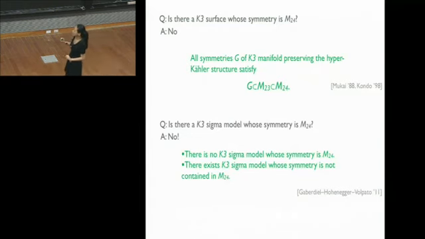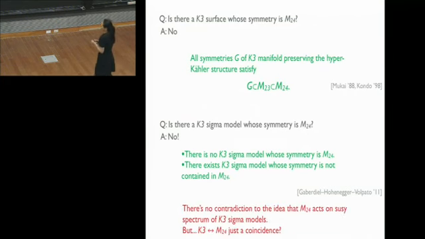And also, there are K3 sigma models, invariably orbifold models, whose symmetry is not even contained in M24. So it's too big and too small at the same time. Okay, so that's depressing. So you might conclude that maybe this is just a numerical coincidence.